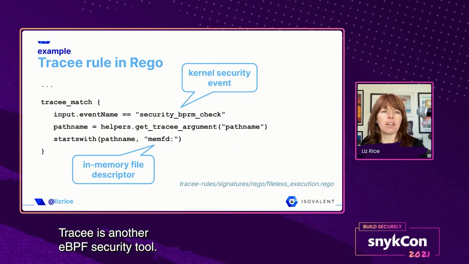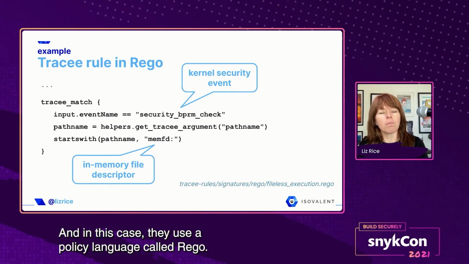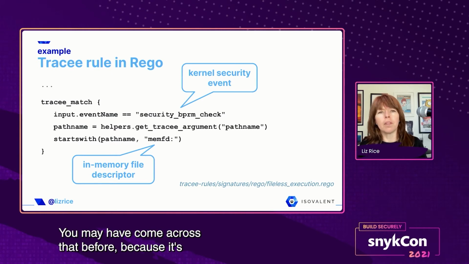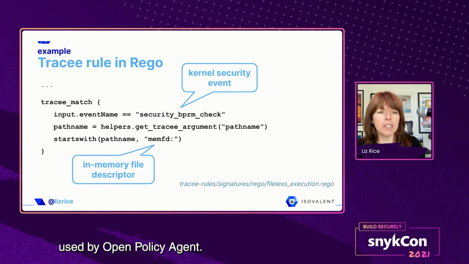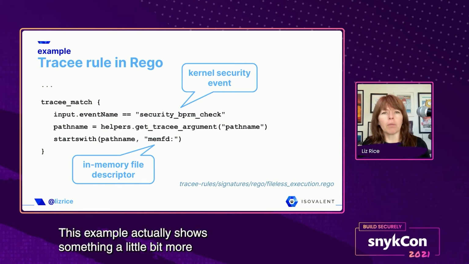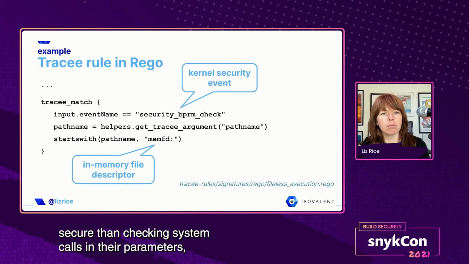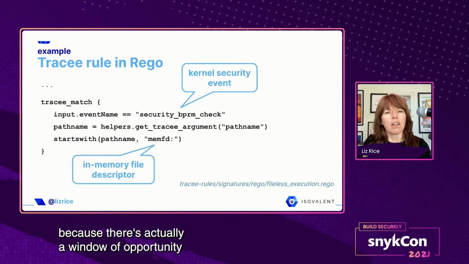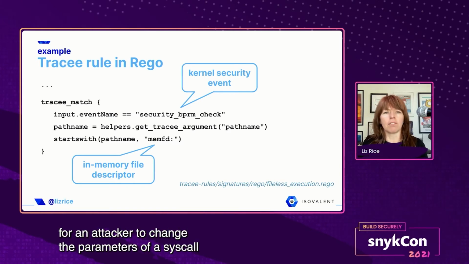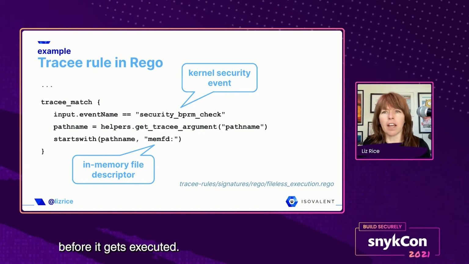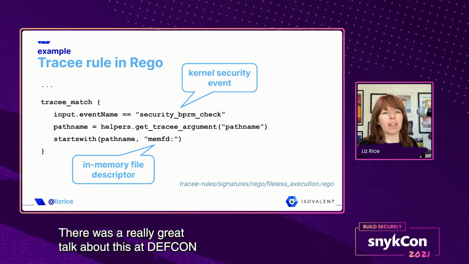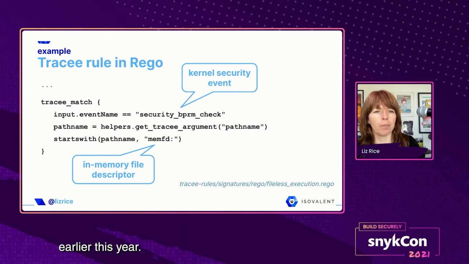Tracee is another eBPF security tool. In this case, they use a policy language called Rego. You may have come across that before because it's used by Open Policy Agent. This example actually shows something a little bit more secure than checking system calls and their parameters, because there's actually a window of opportunity for an attacker to change the parameters of a syscall before it gets executed. There was a really great talk about this at DEF CON earlier this year.